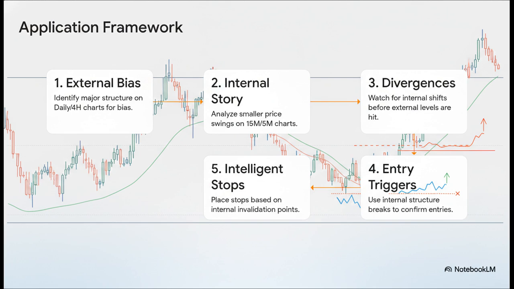Look for divergences. You want to see the internal momentum shifting before price even gets to that big external level. 4. Use breaks of that internal structure as your trigger to get into a trade. And 5. Place your stop loss based on an internal point that proves your idea wrong, not on the obvious external level that everyone else is watching.